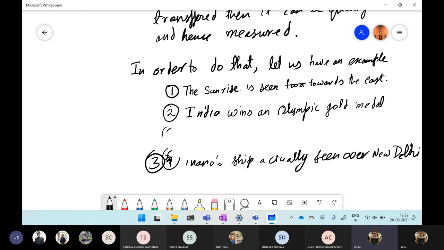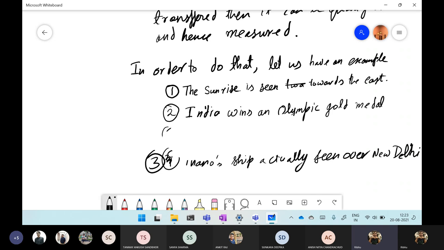Or I would put it this way. If I tell you that, hey, I have something important to tell you, you can see the sunrise in the east, what will you call me? Complete idiot? Everyone already has that information. Yes, sir. So this contains less information. Then you see that India wins an Olympic gold medal, unless you don't know it. This contains some information. You will be curious to know more.